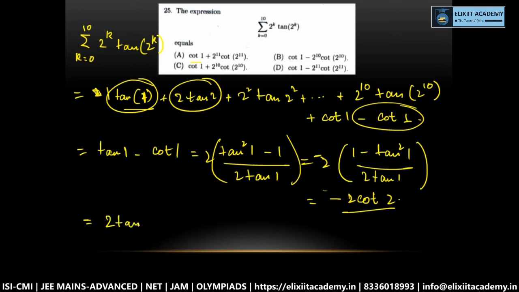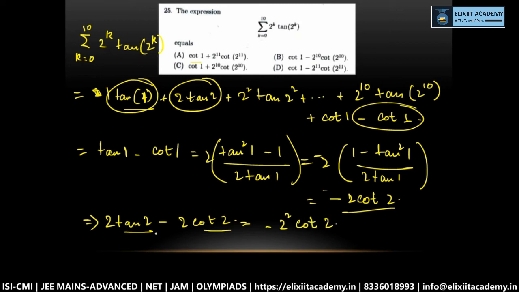Right, so we have 2 tan 2. Next is 2 tan 2 minus 2 cot 2. You keep aside this 2 and then solve this tan 2 minus cot 2. You will get 2 square minus 2 square cot 2. You will get minus 2 square cot 2.